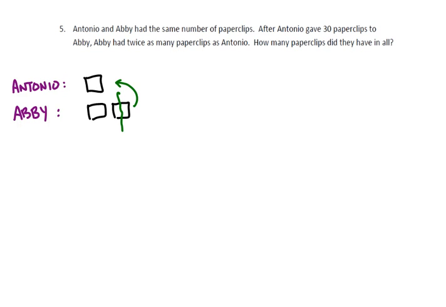So the amount that Antonio gave to Abby is represented by half a box and not a whole box. So if the half box is worth 30 paper clips, the whole box is worth 60, and since there are 3 boxes in total, we have 3 times 60, which is 180. And so there is our answer there.